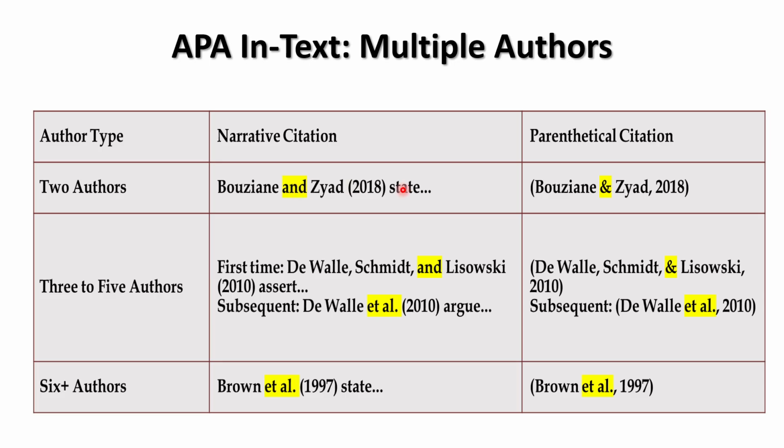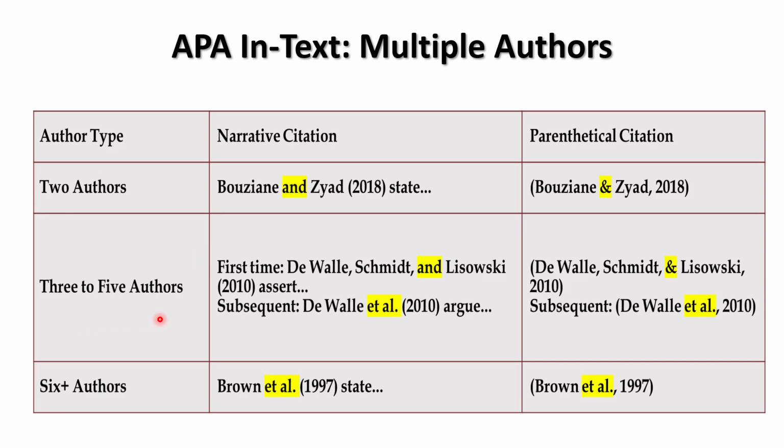But notice the parenthetical version: (Bouzian & Ziad, 2018). In parentheses, you use the ampersand, a symbol that means and. So instead of using and, you have to use the ampersand in the parenthetical citation with sources with two authors. This is a small but important detail in APA style.